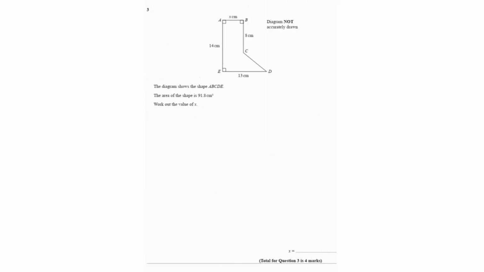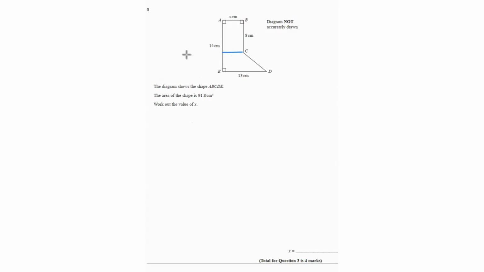Now we have another compound shape, which says a diagram shows the shape ABCDE. The area of the shape is 91.8 centimeters square. Work out the value of x. Very similar to the questions that we've done so far. So we'll do the same thing that I suggested previously. Split it into 2 shapes which are easier to solve.